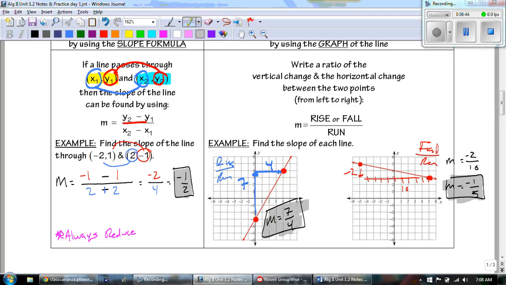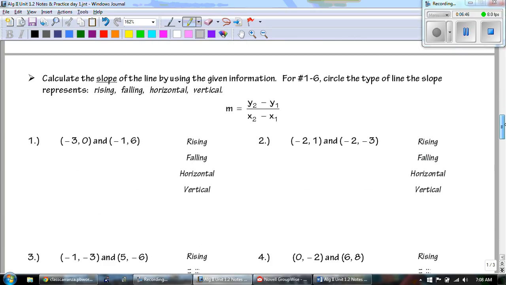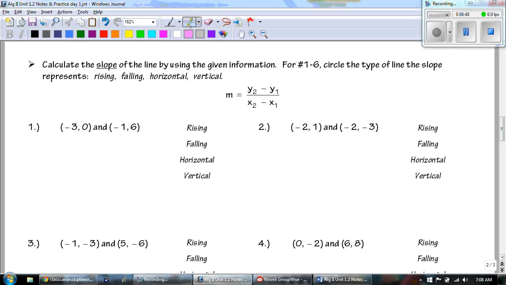Okay, let's go ahead and flip it over. So on the back, it's asking us to calculate the slope of a line by using the information given. For 1 through 6, circle the type of line on the slope, and we have to say, is it rising, falling, horizontal, or vertical? Now, if you have not memorized this formula in classes past, we would highly recommend it.